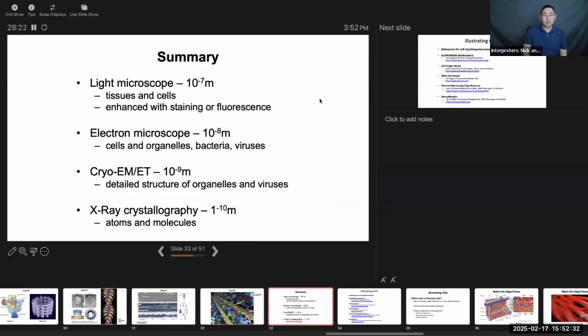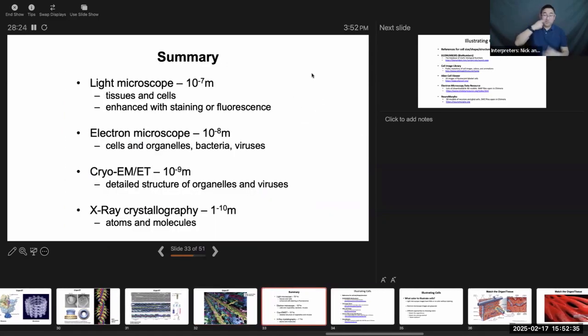Right, so summarizing everything that I just talked about, we've got light microscopy, which allows us to see things down to the scale of about 10 to the minus 7 meters, which lets you easily see the structure of tissues and individual cells. You can dramatically enhance light microscopy using vital staining methods like H&E or Luxol Fast Blue or some of the other ones I talked about. You can also enhance light microscopy using the principle of fluorescence, either autofluorescence, immunofluorescence, or reporters of gene expression.